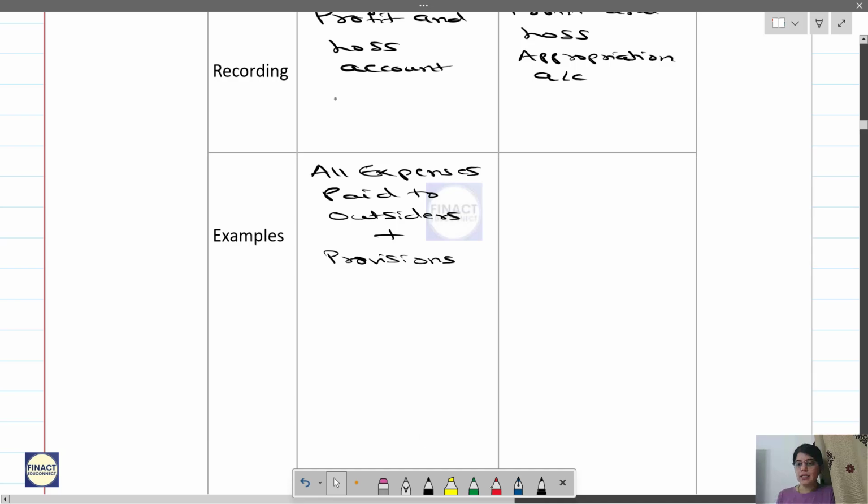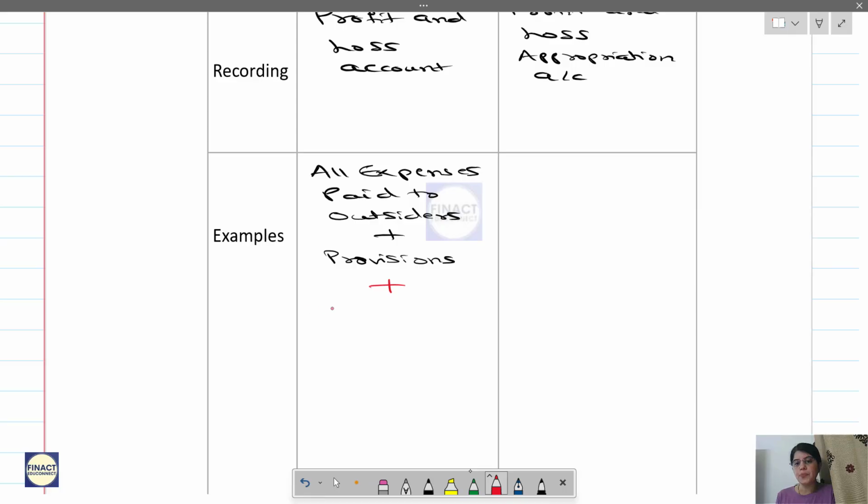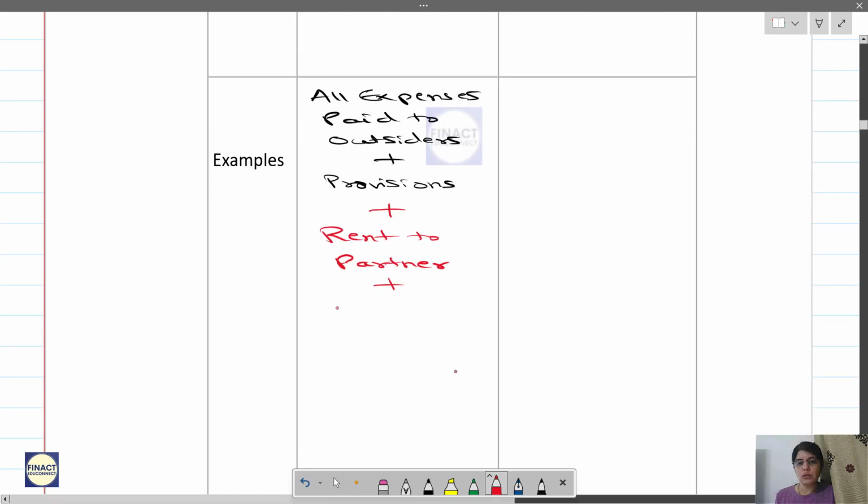Now what else additional we need to remember is partner related. So partner related, what expenses will come in the profit and loss account? Your rent to partner and your interest on loan by partner. So interest on loan by partner is also an expense and it will be taken to your profit and loss account.